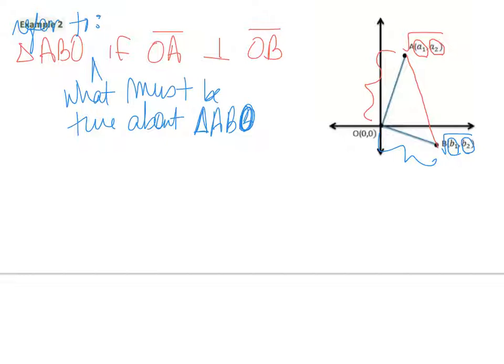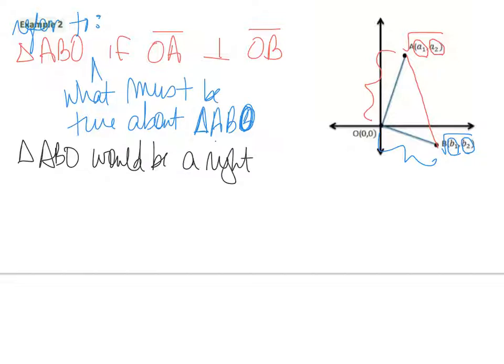Well, triangle ABO would be a right triangle. That's what must be true. Triangle ABO would be a right triangle. Duh, of course it would. If we've got two segments perpendicular to each other in a triangle, then it would be a right triangle. So if it's a right triangle, it would satisfy the Pythagorean theorem.